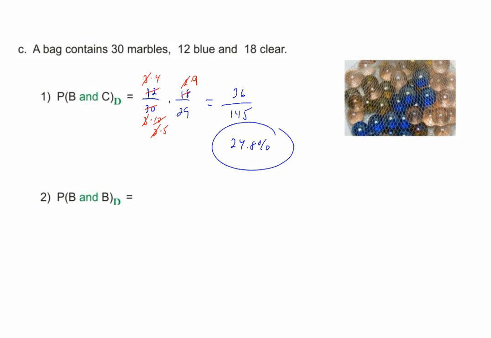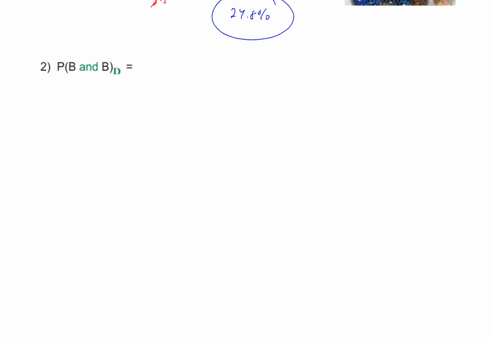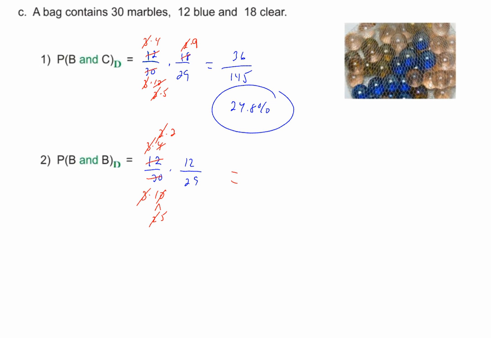What's the probability of a blue and a blue? Blue and a blue. Aaron, what do you got? 24 out of 145. And this one is 24 out of 145. So a little less in this situation, because you're 12 out of 30, then 12 out of 29. Just the way it is.